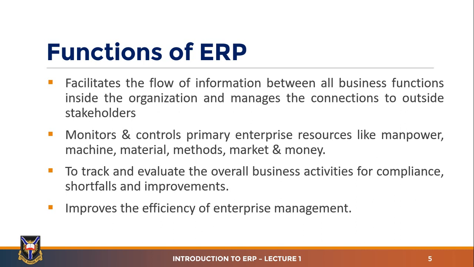We also have the function that includes monitor and control. With the help of ERP, it helps to monitor all the primary resources like manpower, machine, material, method, market, money that are involved for the smooth running of the business. And after doing this, it also helps to track and evaluate the overall business activity for compliance, if the business is making profit or not, and if there is any shortfall in a particular sector. So after doing this, we can now see, okay, this is the part of the business area that we want to improve, because we now have an insight.